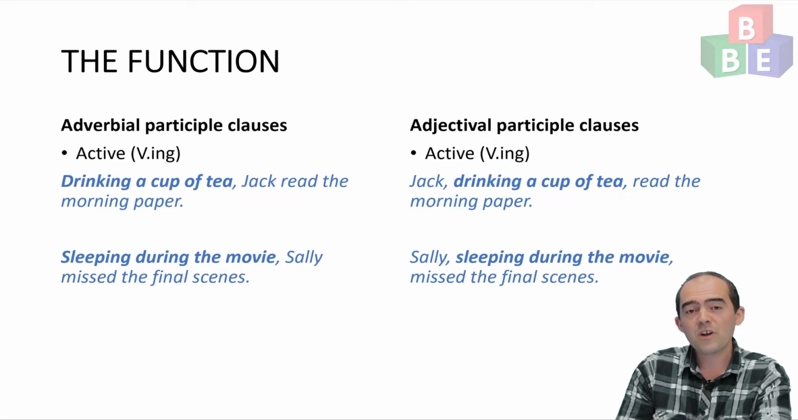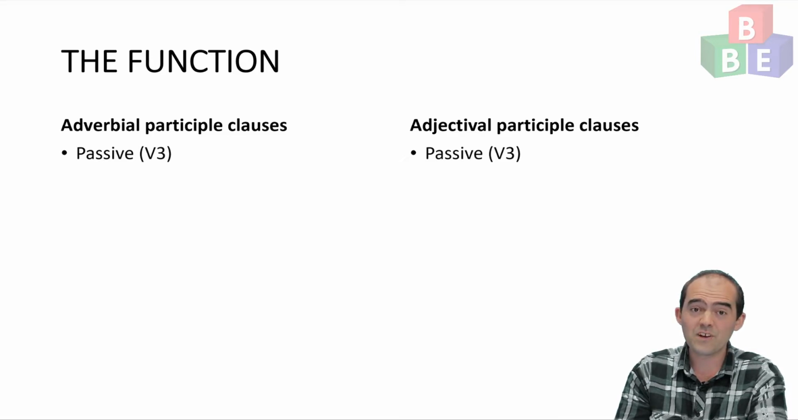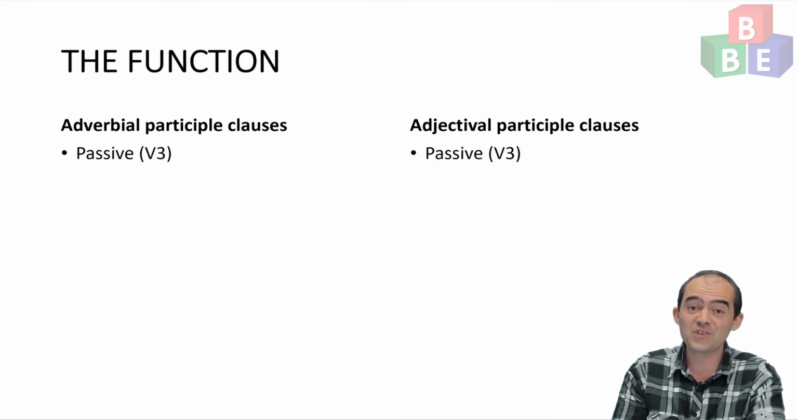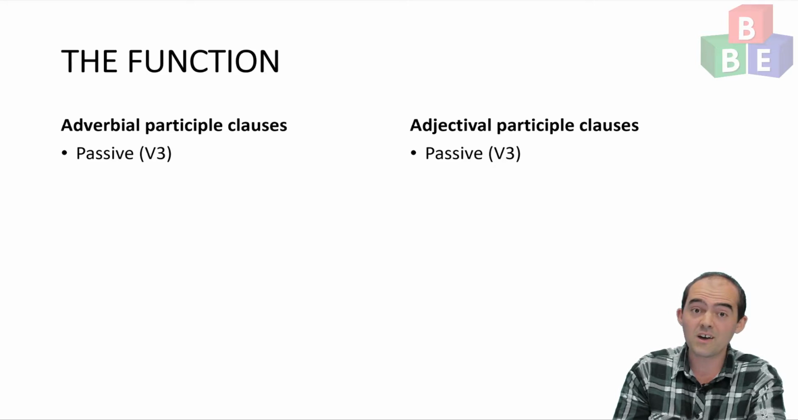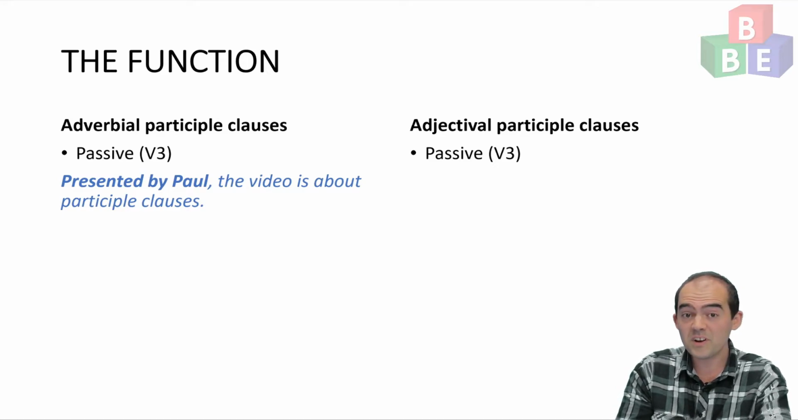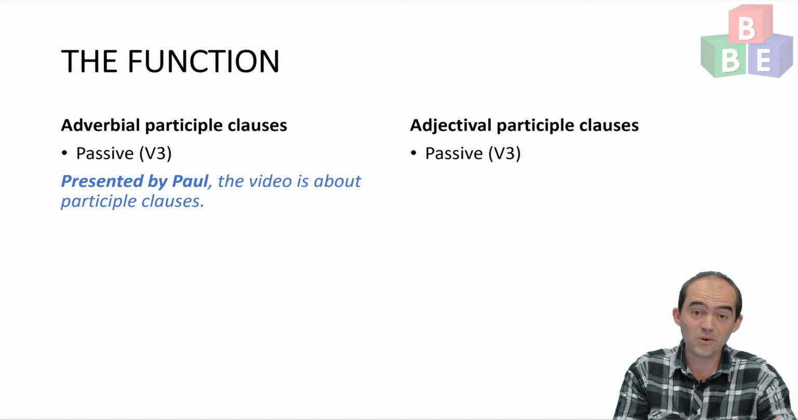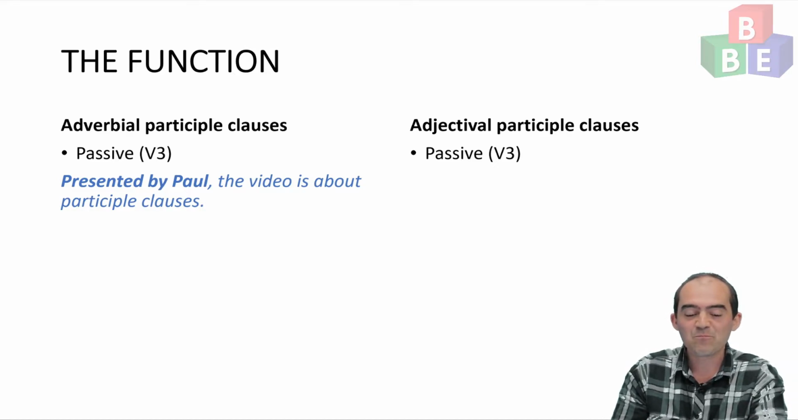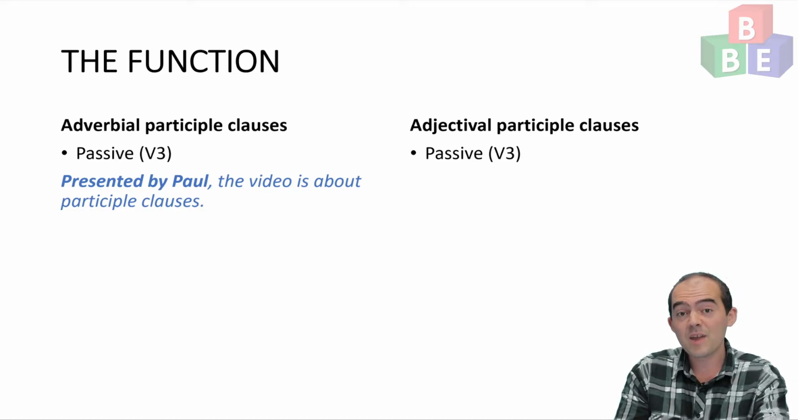Okay, but what if our participle clause is not active? What if it's passive? In that case, we're going to use a verb 3 or past participle. For example, as an adverbial, presented by Paul, the video is about participle clauses. In this case, it's passive. We can see that because the action is being done by somebody else, by Paul or me, right? And it is describing the subject, the video.